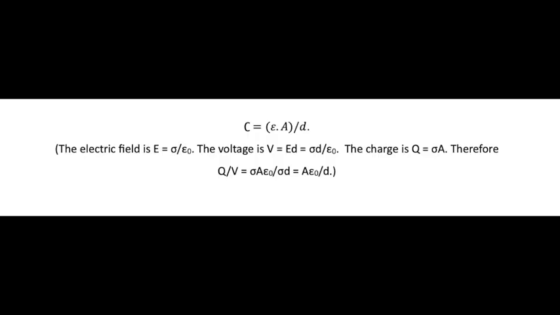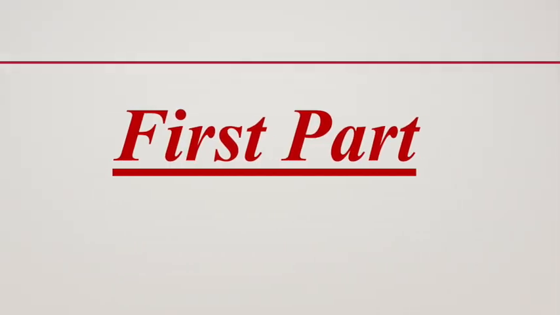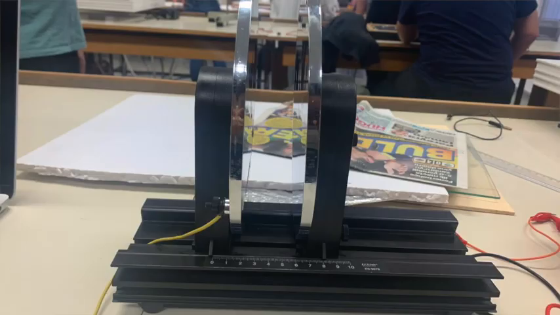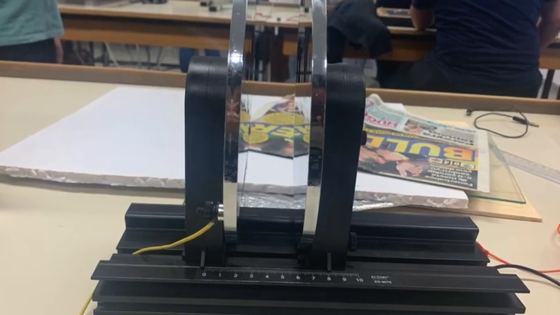Now let's move on to the stages. As we know, the capacitance of a capacitor depends on the dielectric material between the capacitor plates, the surface areas of the capacitor plates, and the distance between the capacitor plates. To observe these, I performed the experiment in 4 parts. As the first part, I examined the distance between the capacitor plates.